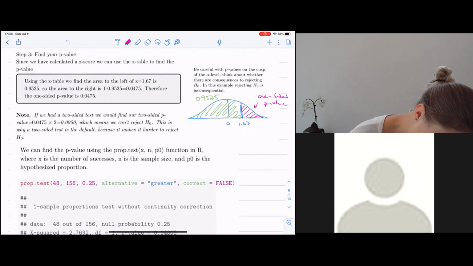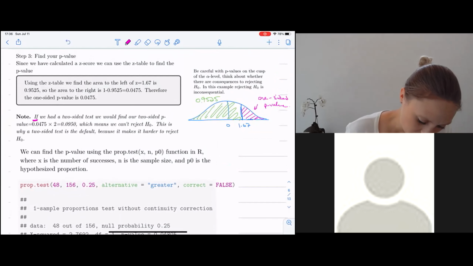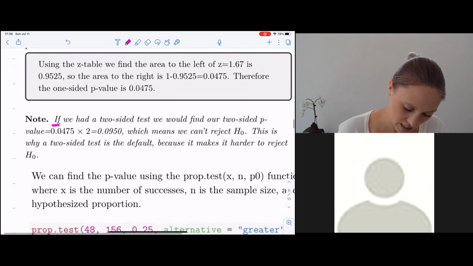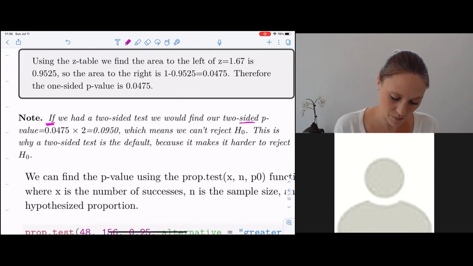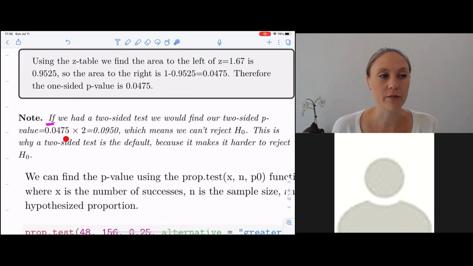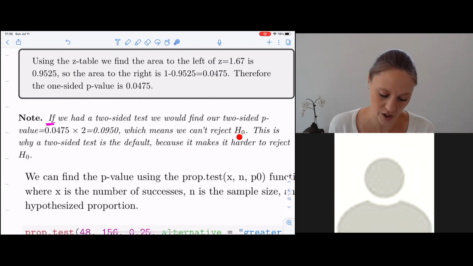Okay, if we had a two-sided test, we would find our two-sided p-value. 0.0475 times 2 is 0.0950. In that case, if our alpha level is 0.05, now all of a sudden we're larger than 0.05. So then we would not be able to reject H naught.